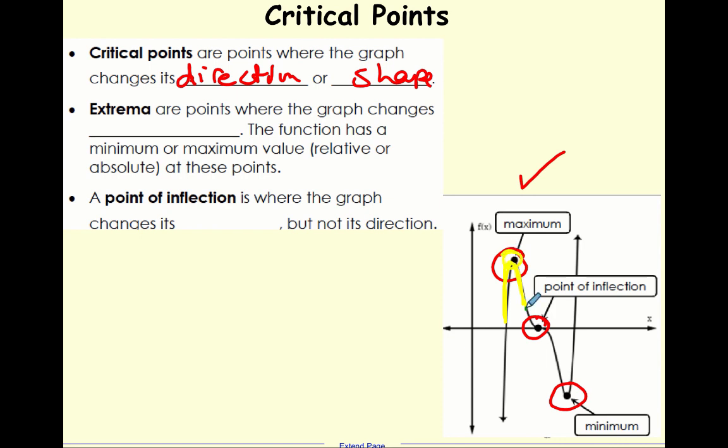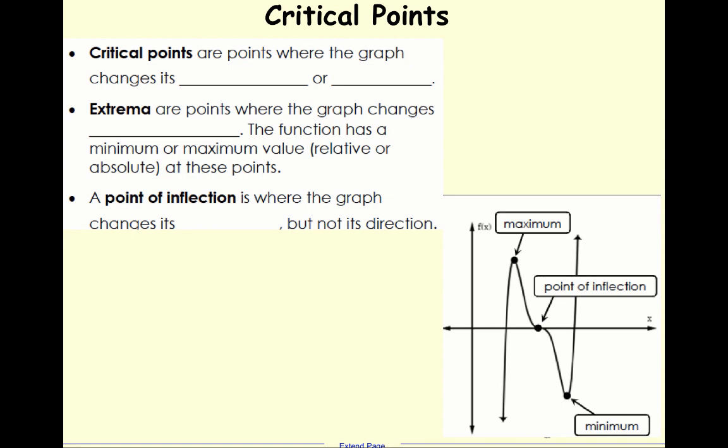On this interval over here, it's changing its shape. It's kind of getting wider. It's going down, but then it kind of gets wider, and then it goes down again. So that's why that's a critical point. And then, of course, over here, it's going from decreasing to increasing, or going down to going up. And that's why it's a critical point.